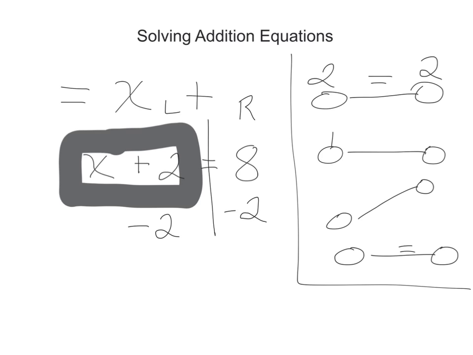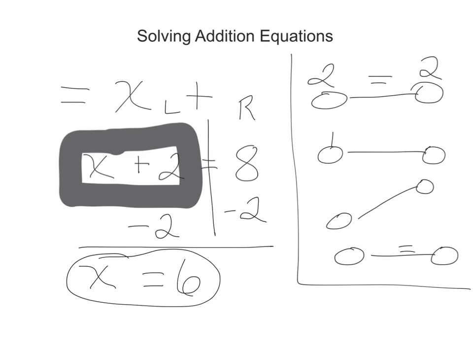So now we know that we have x, 2 minus 2 is 0, 8 minus 2 is 6. So in this example, we simply have the answer x equals 6, which is what we started with, but we solved it algebraically. Now I want to move to a little more complicated problem.